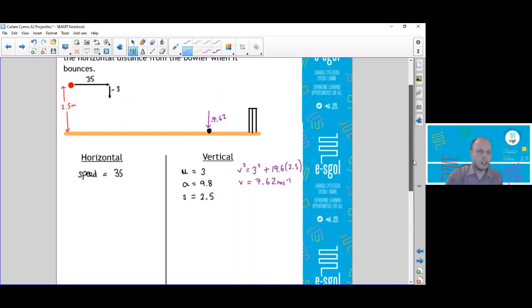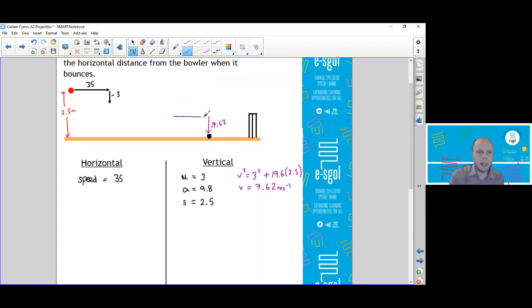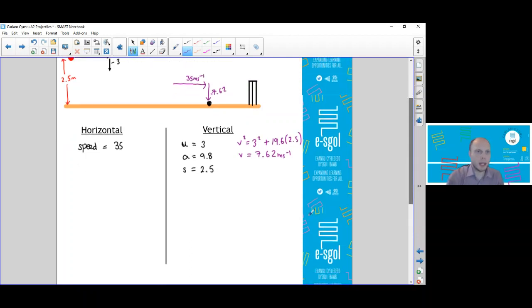Horizontally, that's not going to change. So it's always been going at 35 meters per second. So actually already I could work out the speed. But I'm going to do time quickly as well. So the time it takes to fall, I'm going to use s equals ut plus a half at squared for this. So we've got 2.5, which is s, is 3t, there's your ut part. And then we've got a half at squared, so 4.9 t squared.